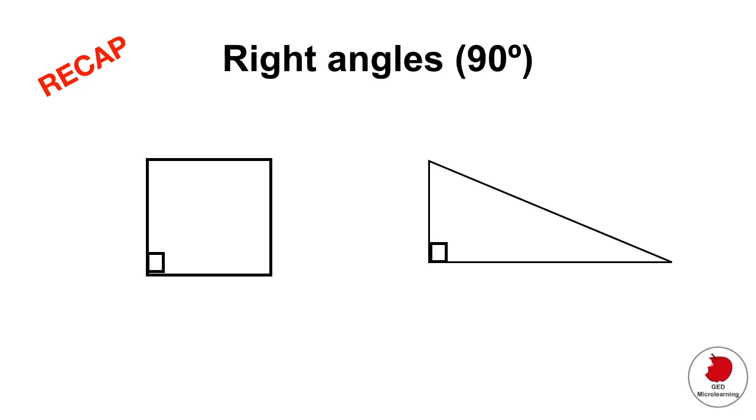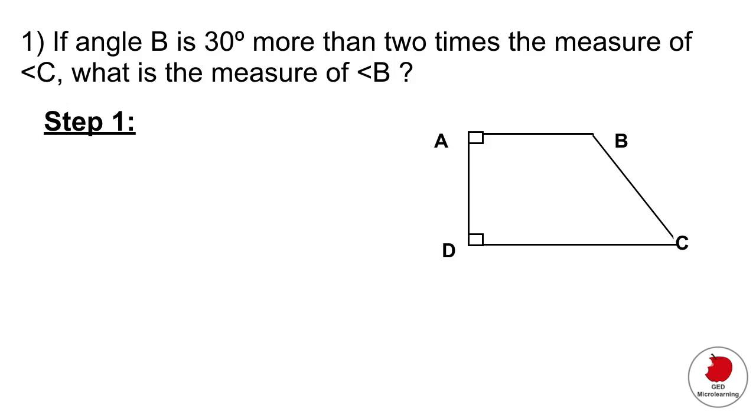The next thing you have to know is about right angles. Whenever you see these little squares inside an image, what that's telling you is that that angle is a right angle, meaning that it has a value of 90 degrees. Okay, so with that information, let's go back to our question.